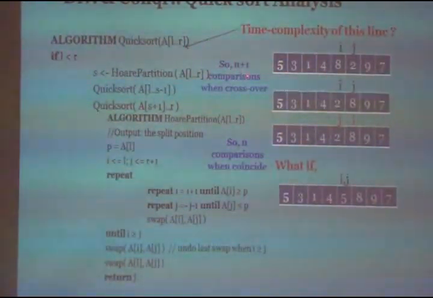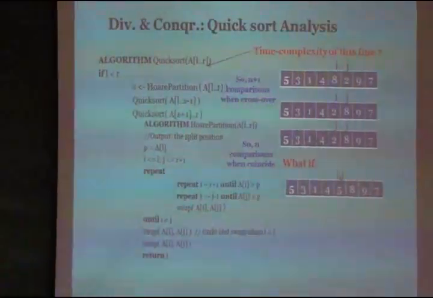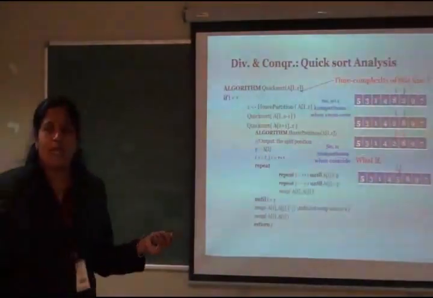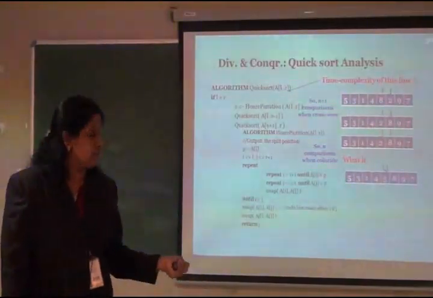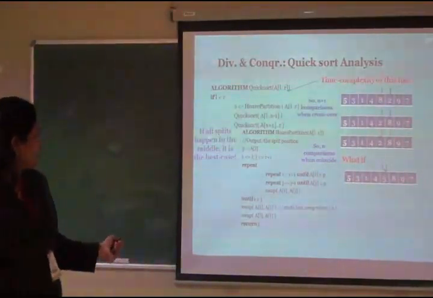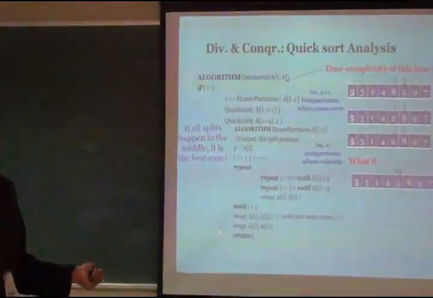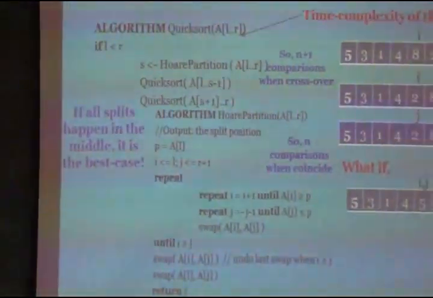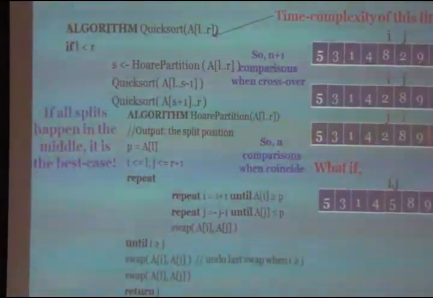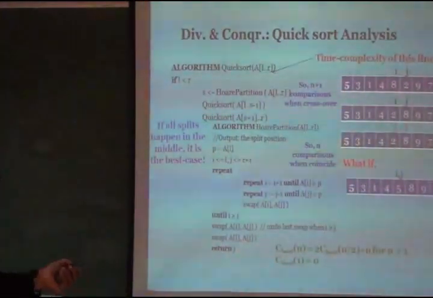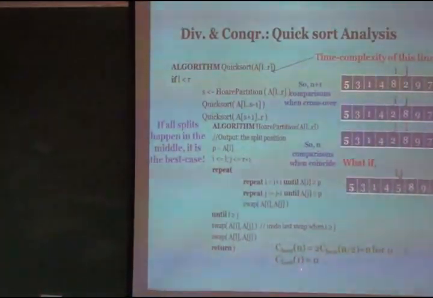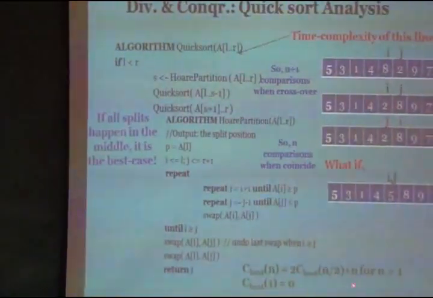Suppose I and j cross over; at one point of time I and j will cross over. For that it requires n plus 1 comparisons. When I and j are equal, when it coincides, we need n comparisons. If all splits happen in the middle, it is the best case. Suppose you are able to split correctly every time, then that is the best case time complexity. So C best of n is equal to 2 C best of n by 2 plus n.